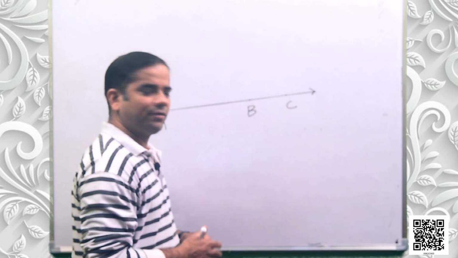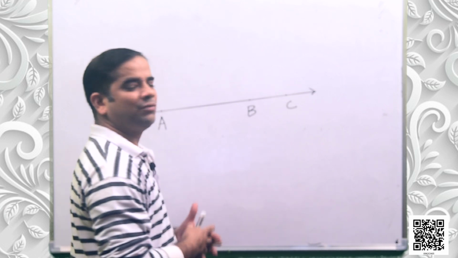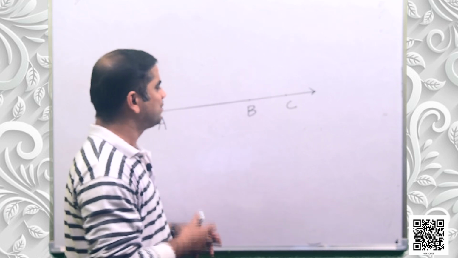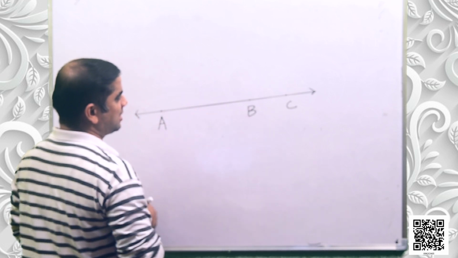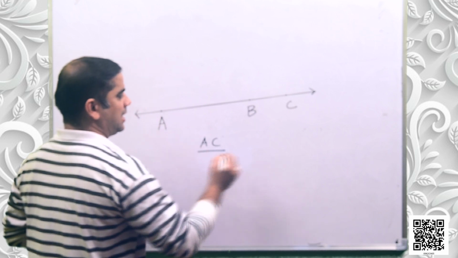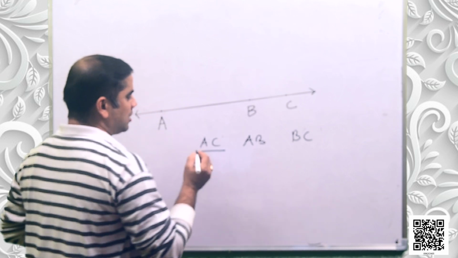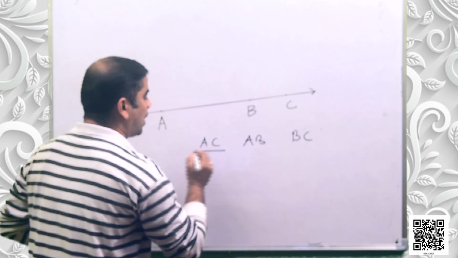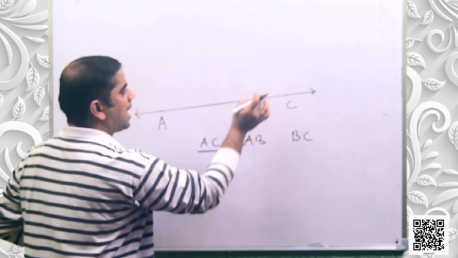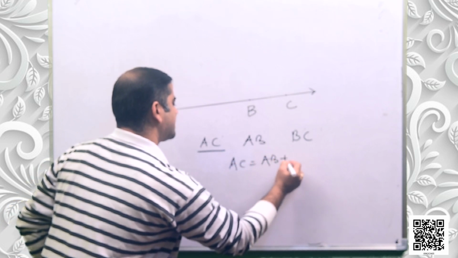From axiom 4, we know that the things which coincide with each other are equal to each other. In this case, we can clearly see that AC is a line segment, AB is a line segment and BC is a line segment. So what happens with AC? AC is nothing but the combination of AB and BC. That means AC is equal to AB plus BC.